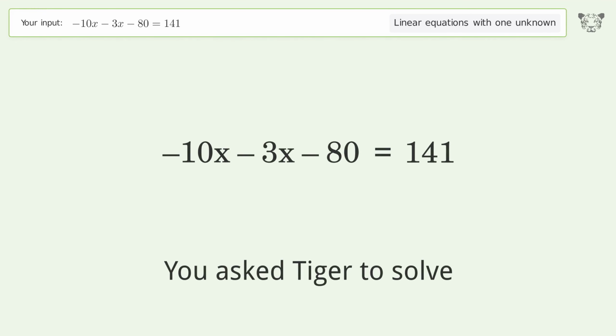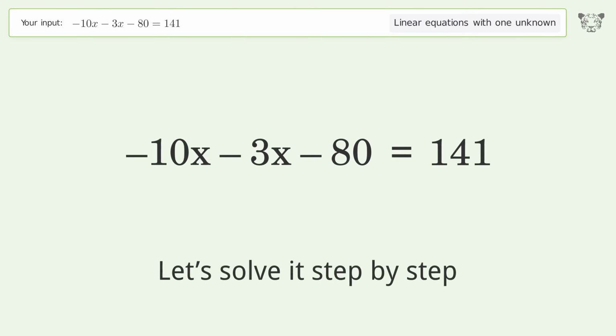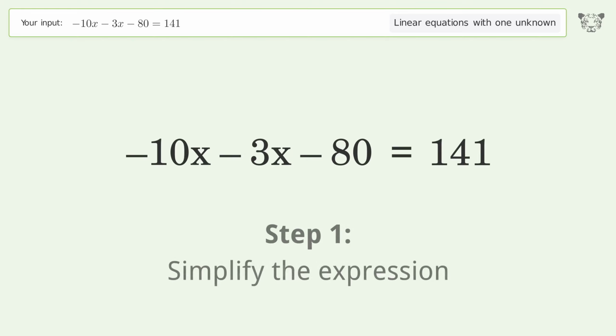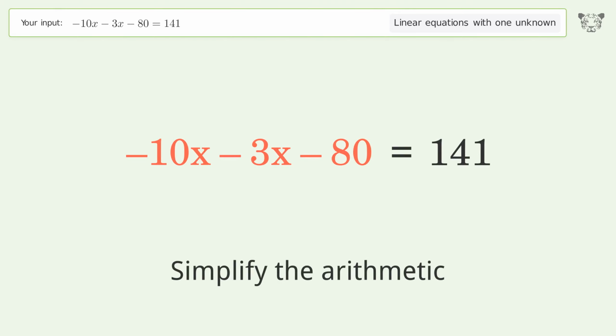You ask Tiger to solve. This deals with linear equations with one unknown. The final result is x equals -17. Let's solve it step by step. Simplify the expression. Simplify the arithmetic.